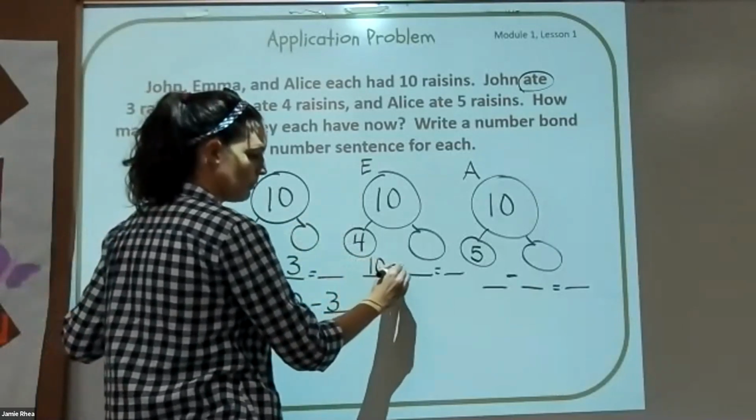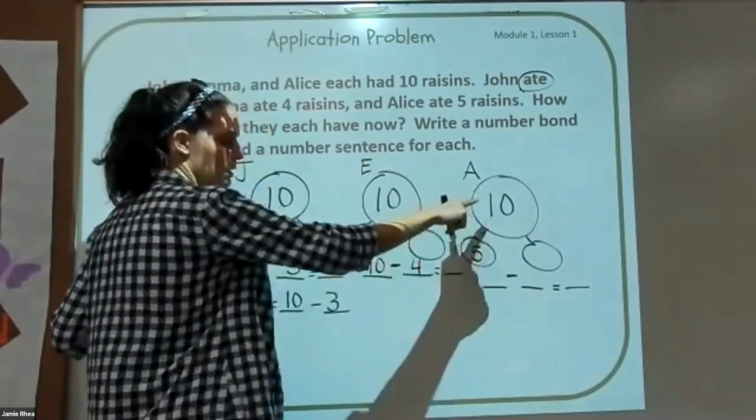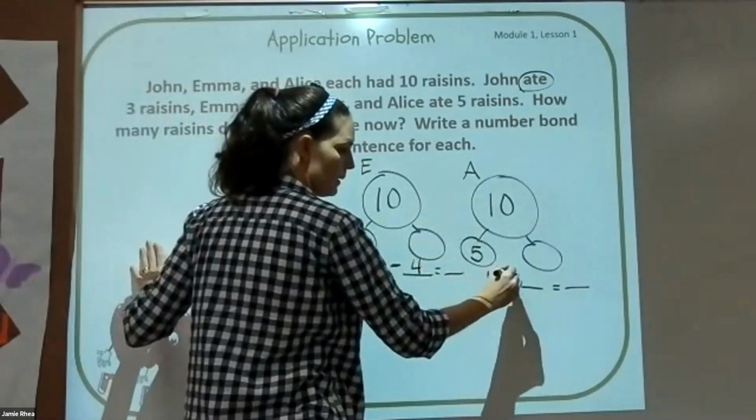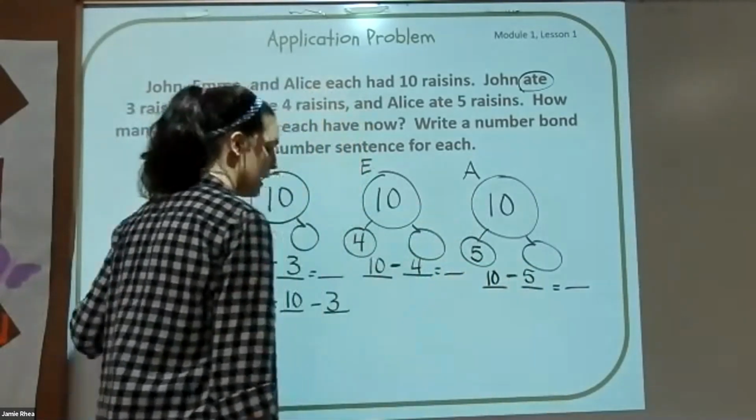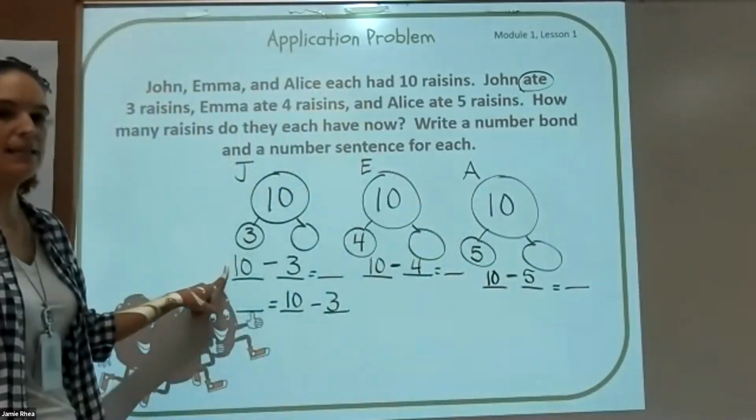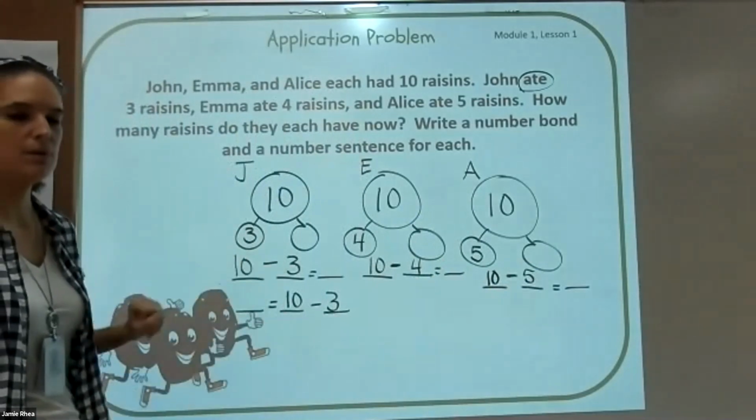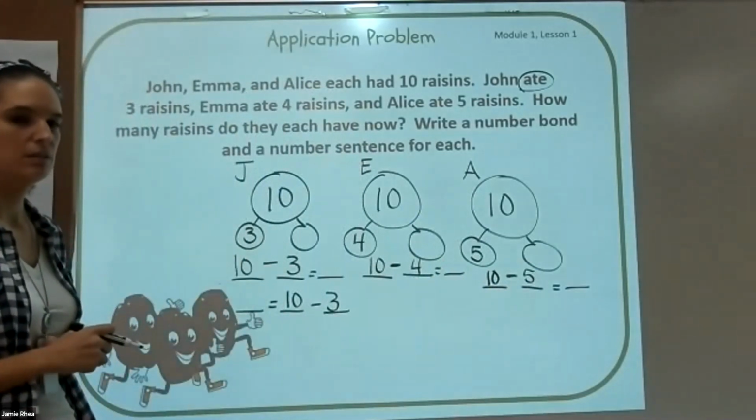10 comes first, minus 4. 10 comes first, minus the 5 we ate. Okay, so now John had 10, he ate 3. How many do I have left?